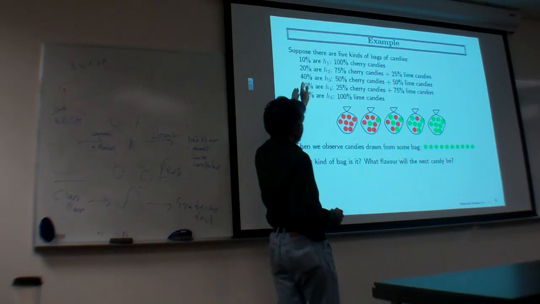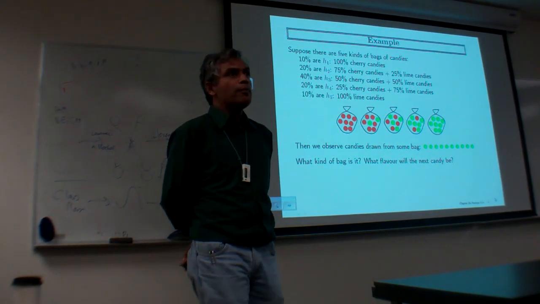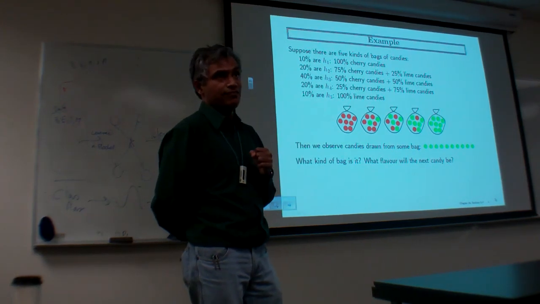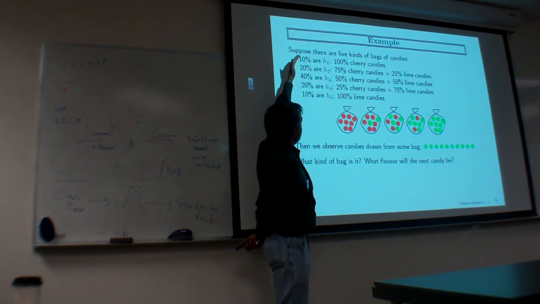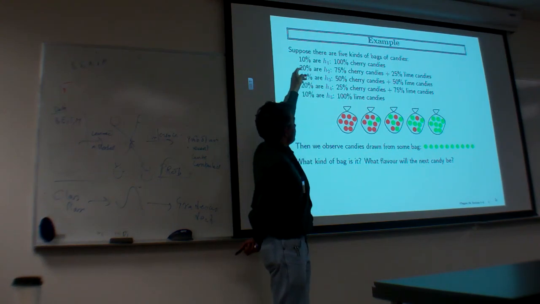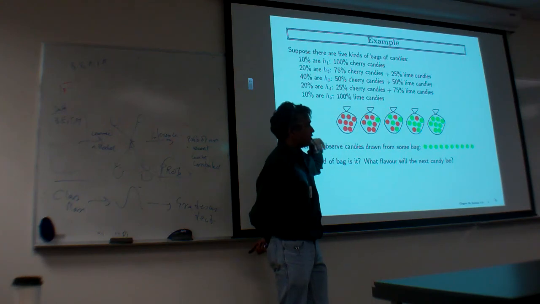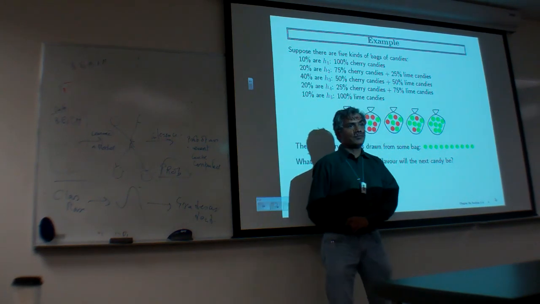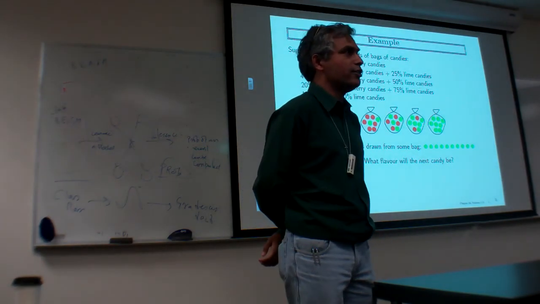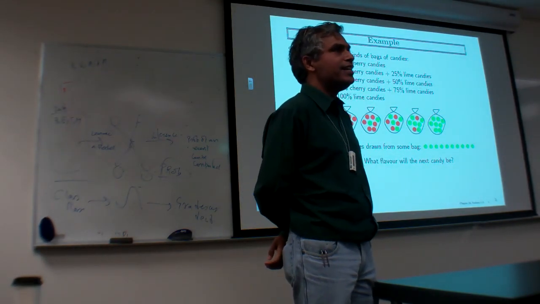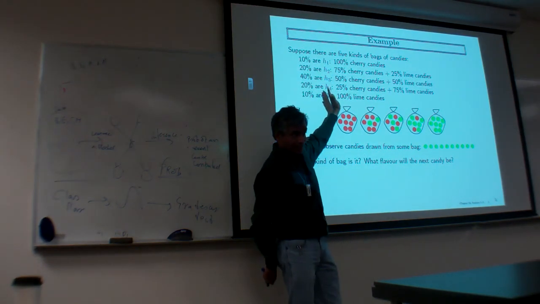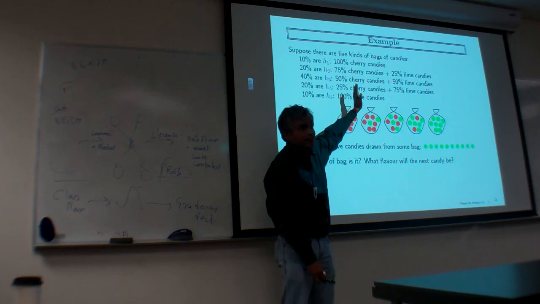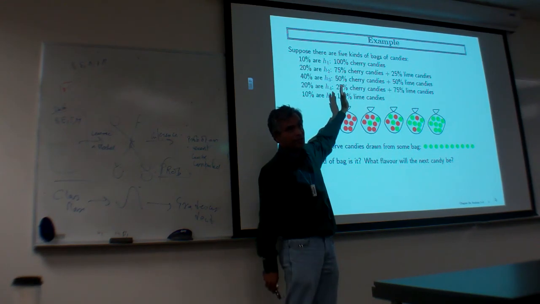In the example here, I already gave you the prior probabilities on the hypotheses, because I was told from reliable authorities that this candy manufacturer makes 10% of the bags all red, 20% are 75% red, 25% green, 40% are 50-50, 20% are these, and 10% are those. This is your prior probability on these five hypotheses. A hypothesis is the model. You know that there are only five possible models because only five bags are being made. I've told you this upfront.